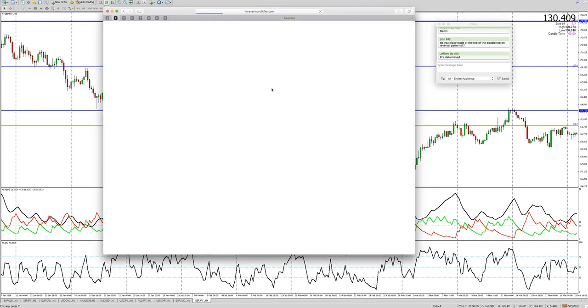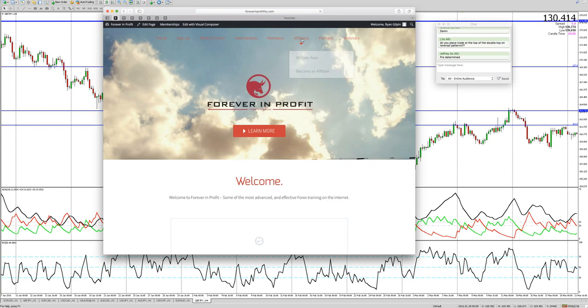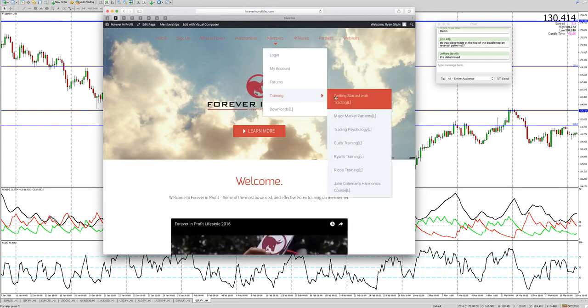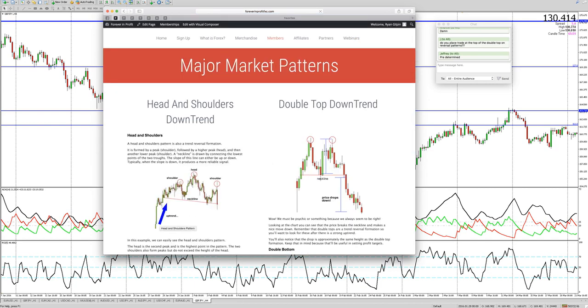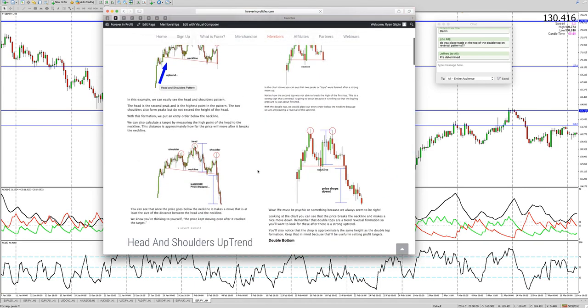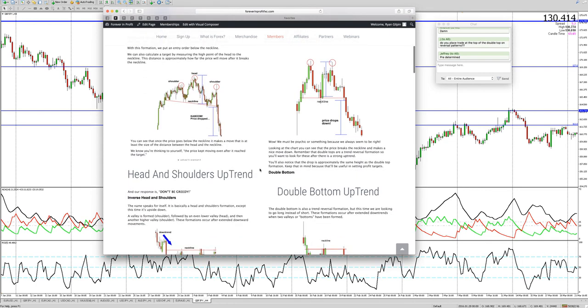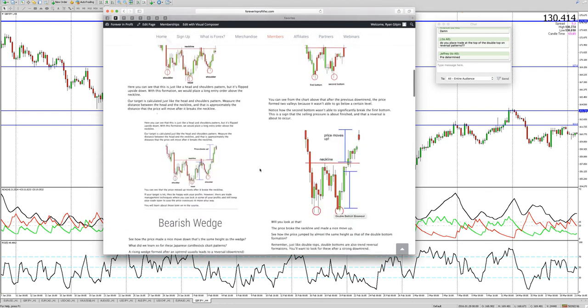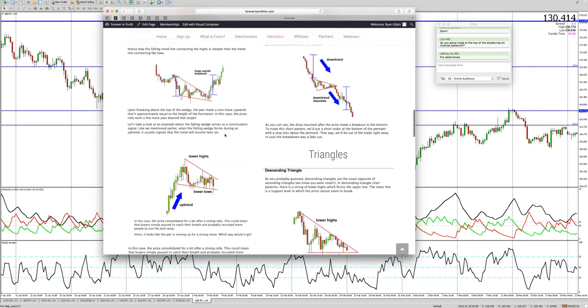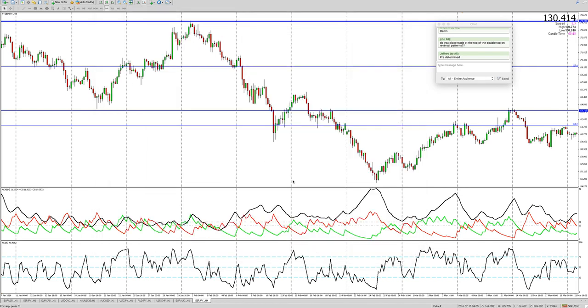We have everything here inside of the group already for y'all. Major market patterns. There you have it. Your goal is to get better on entry. Entry, engulfing, right? Entry, engulfing. Learn morning stars.